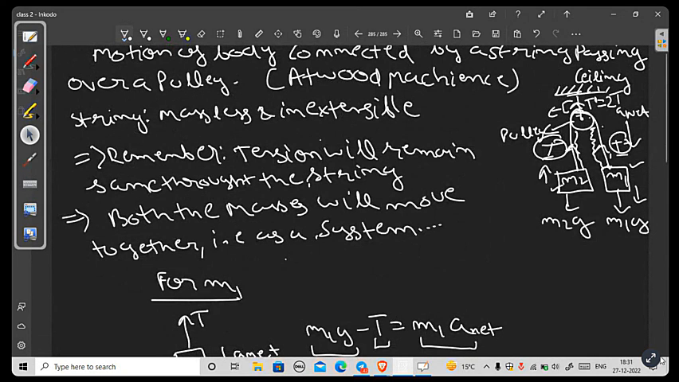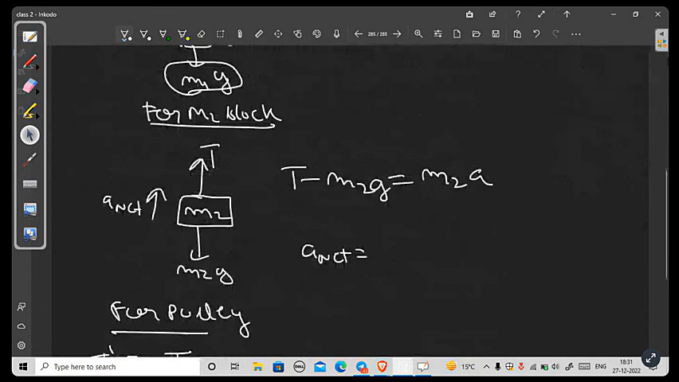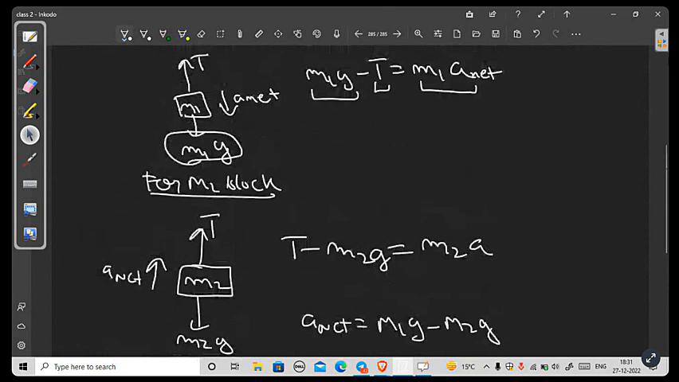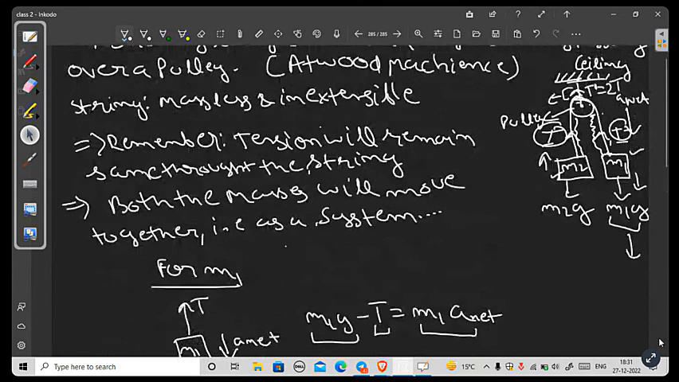So what is the net force in this case? Net force will be m1g minus m2g. Do you understand why I am saying the net force will be m1g minus m2g? Because see the diagram again. m1g is trying to pull the M1 block downwards. What is m2g doing? m2g is trying to pull the M2 block downwards. But what is the actual result? Is the M2 block going downwards? No. The M2 block is going upwards.